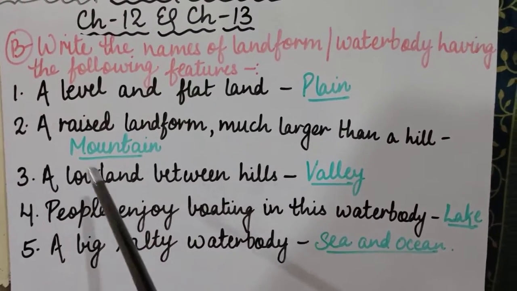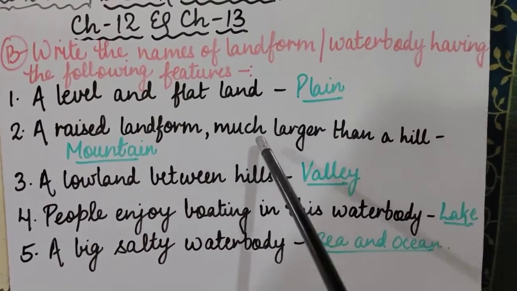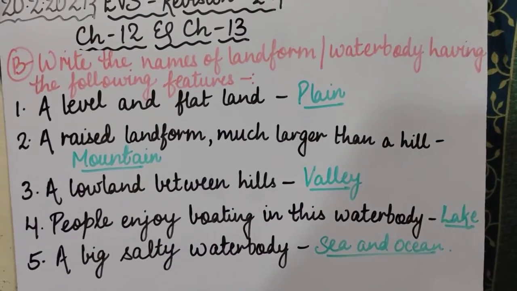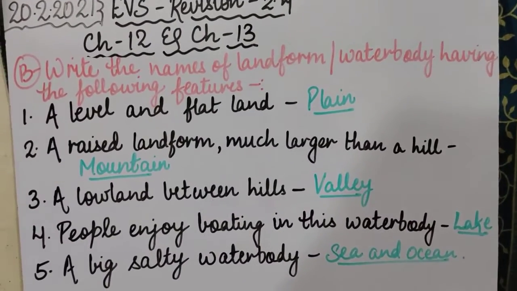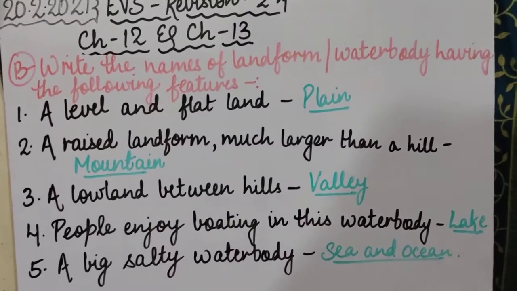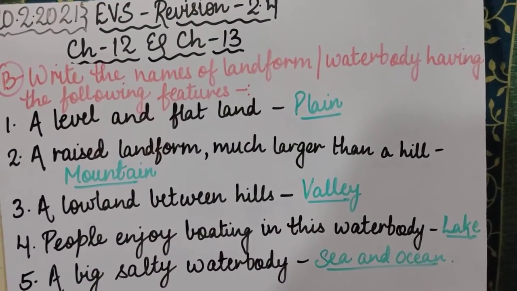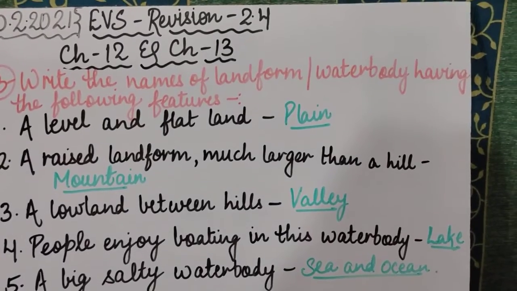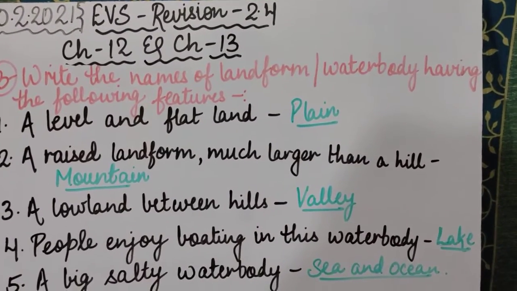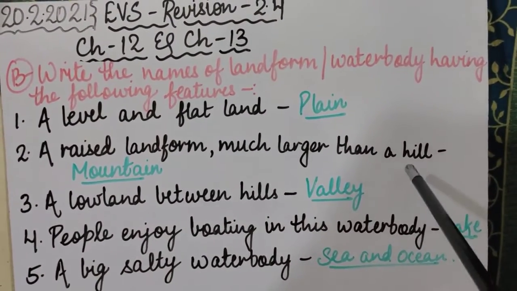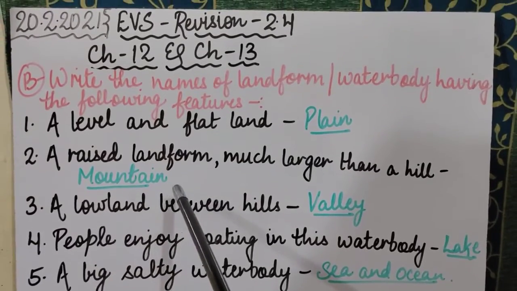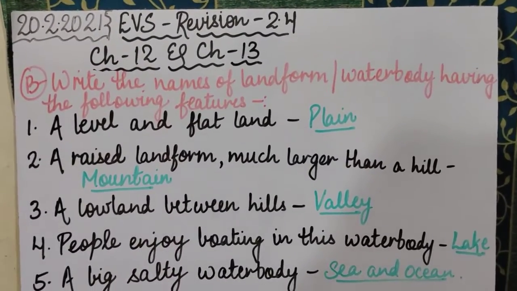Coming to the second, a raised landform much larger than a hill. Raised landform means a landform that is high. Much larger than a hill, quite a lot bigger than a hill. So what is that landform known as? Mountain. MOUNTAIN, mountain. Hills are shorter than mountains.